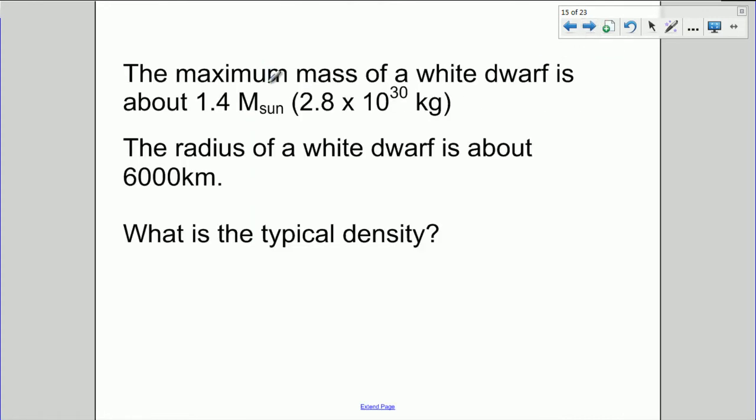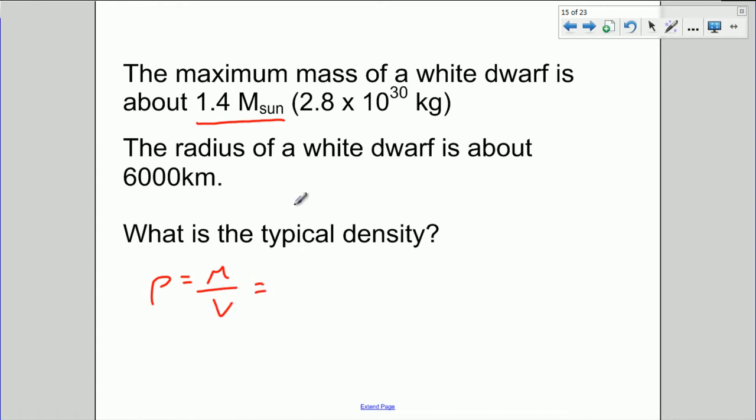So maximum mass of a white dwarf is about 1.4 solar masses. All right, so that's as large as they can get. Beyond that, something else happens. We end up with a neutron star. Now, 1.4 solar masses is about 2.8 times 10 to the 30 kilograms. And the radius is around about the same as that of the Earth. So you've got 1.4 suns squeezed into a radius of about the same as the Earth. So that's pretty dense. So what is the density? Okay, so let's have a look at that. We'll just do this little sum here. Density is equal to mass over volume.